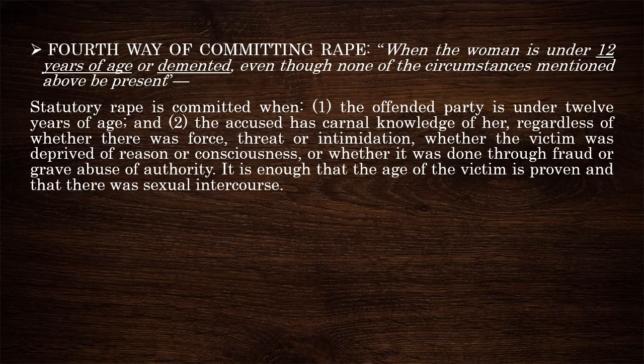Now, how is statutory rape committed? It is committed when, number one, the offended party is under 12 years of age, and number two, the accused has carnal knowledge of her, regardless of whether there was force, threat, or intimidation, whether the victim was deprived of reason or consciousness, or whether it was done through fraud or grave abuse of authority. Here, it is enough that the age of the victim is proven and that there was sexual intercourse.